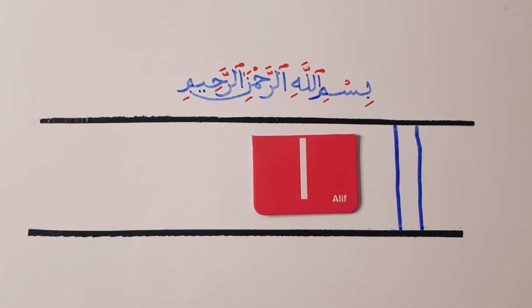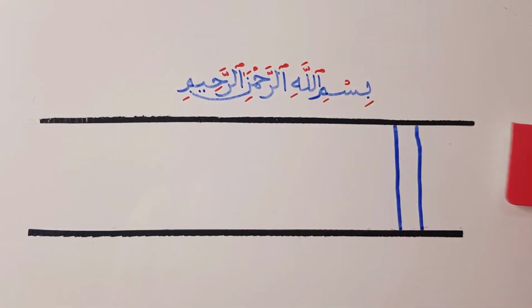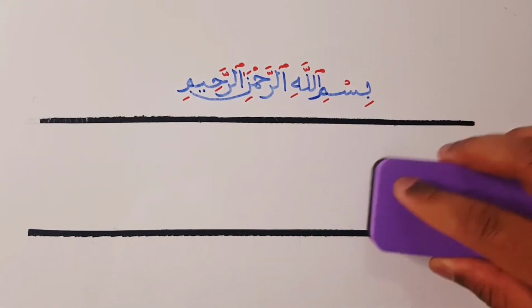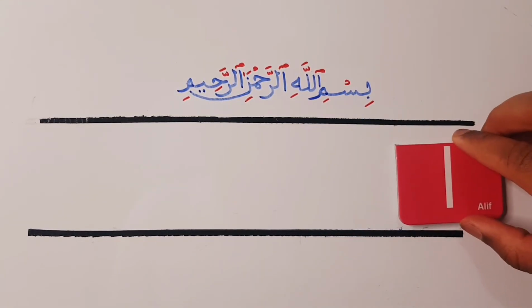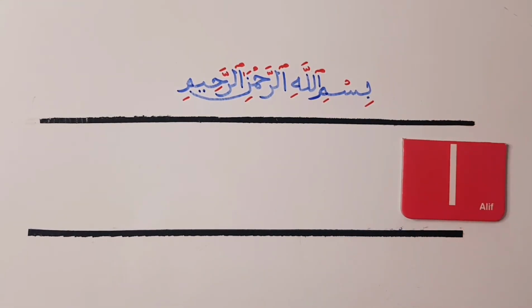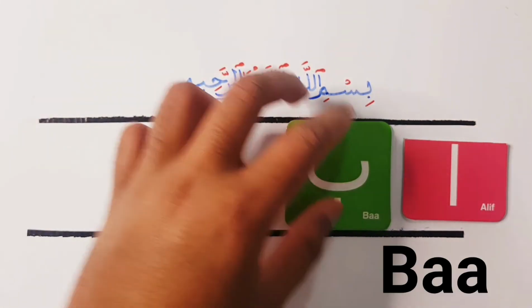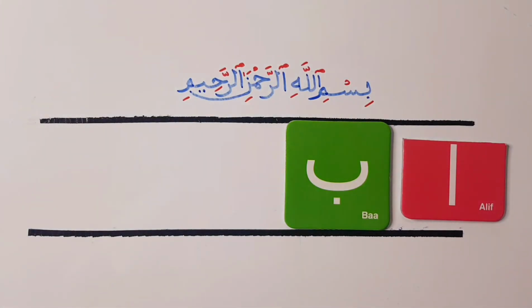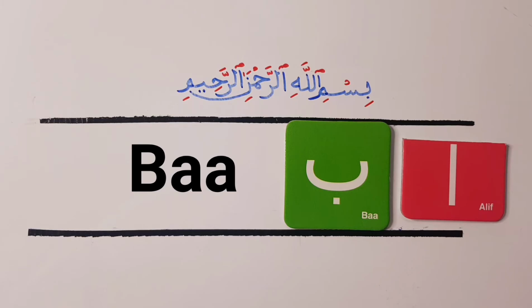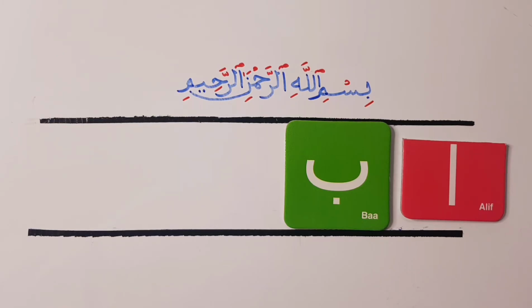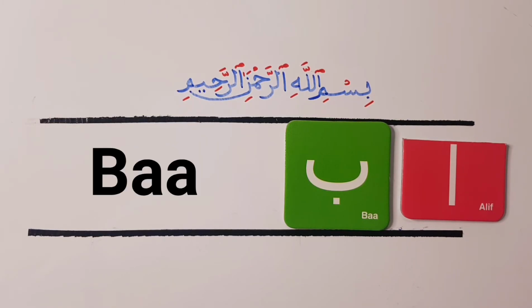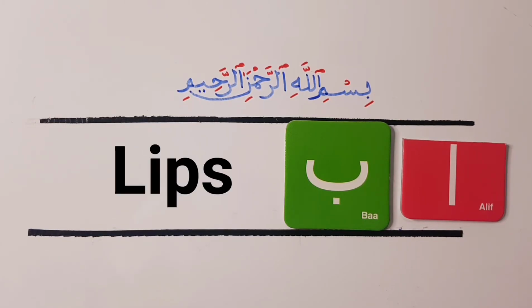Okay. The next letter that we're going to learn after the alif is ba. The next letter is ba. We're going to say it 5 times, so you need to repeat after me. Ba, ba, ba, ba, ba. And ba comes from the 2 lips closing together.